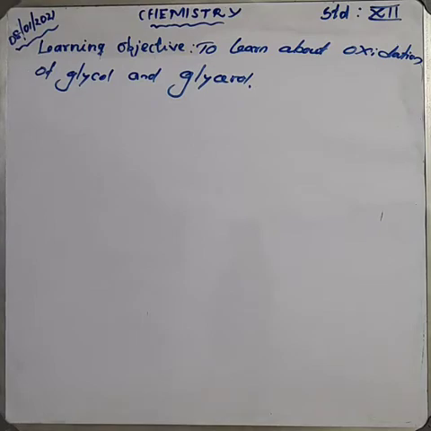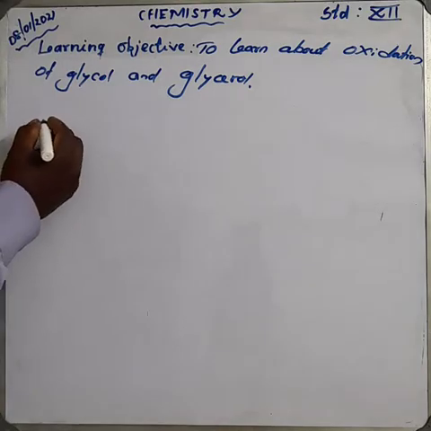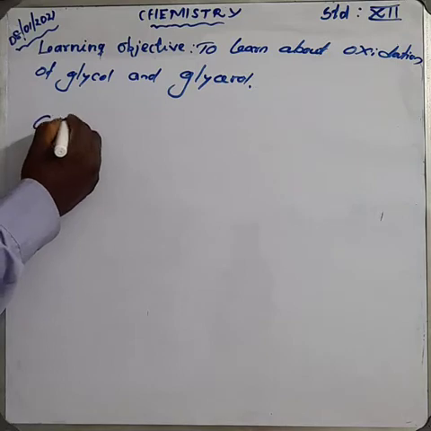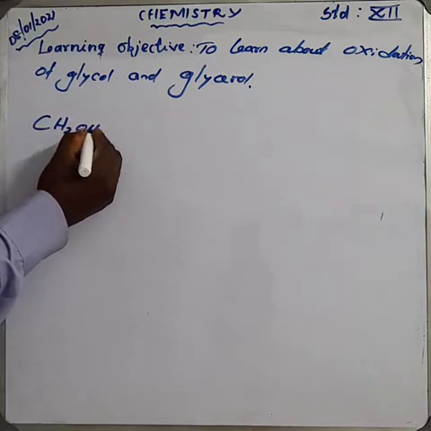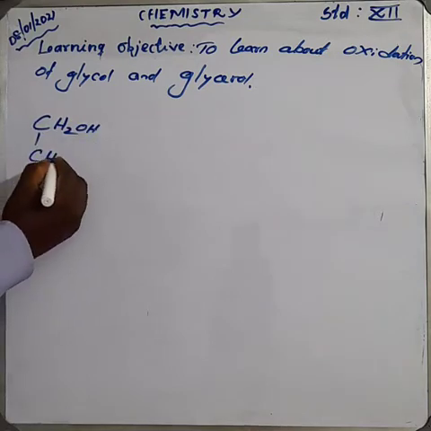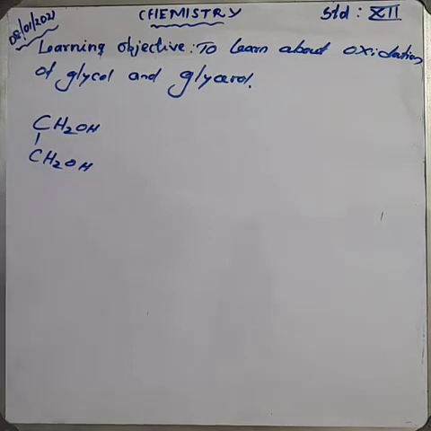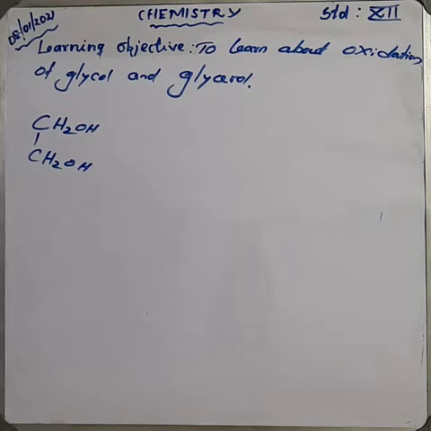About the oxidation, here, glycol formula. What is the glycol formula? CH2OH, CH2OH. We are saying that one, ethylene glycol. Am I right? What is the formula for ethylene glycol? CH2OH, CH2OH.